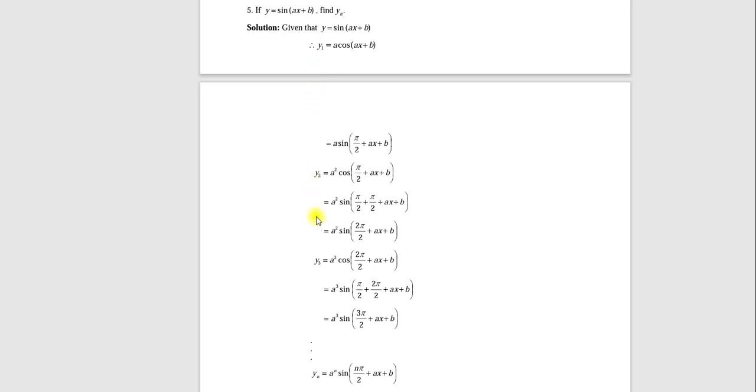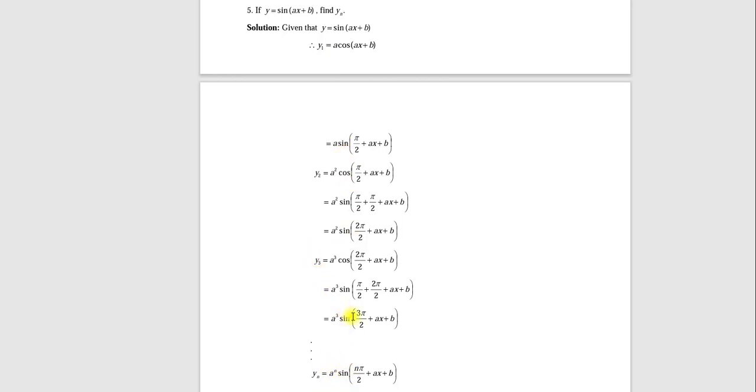Now looking at y1, y2 and y3, we can see there is a pattern. In case of y1, the power of a is 1, in case of y2 it is 2, and in case of y3 it is 3. So in case of yn, obviously it will be n, and since in all the functions of y there is sine, so we wrote a sine.